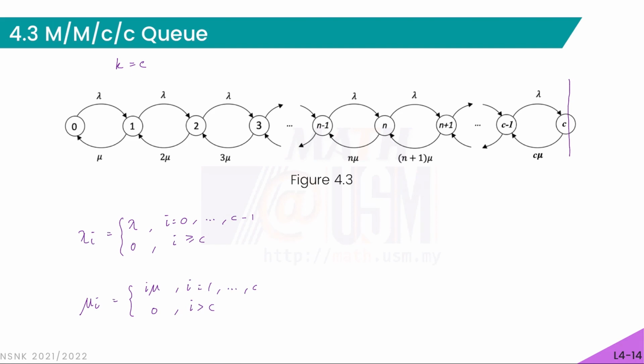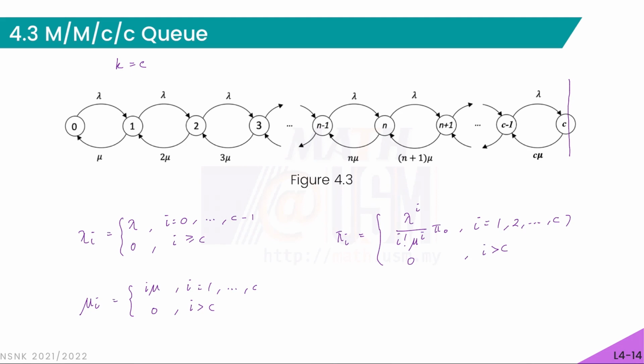Okay, so the probability that the system is in state i, by using our knowledge from our birth-death process, we will have our pi_i equals to lambda to the power of i over i factorial times mu to the power of i, times pi naught, for i equals to 1 until C, and 0 when your i is greater than C.